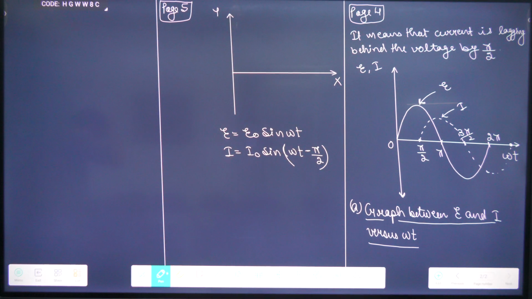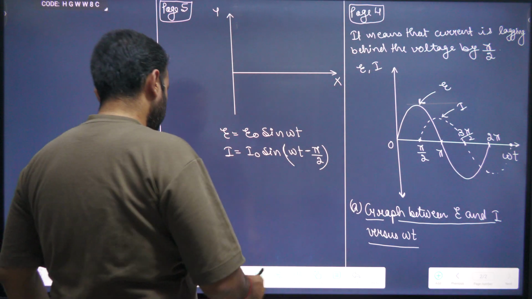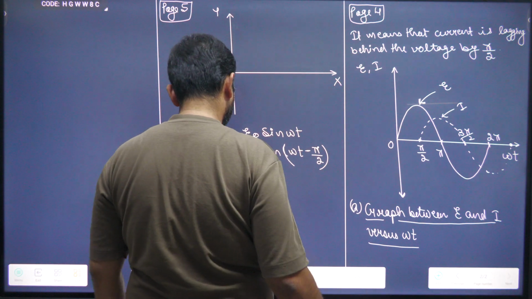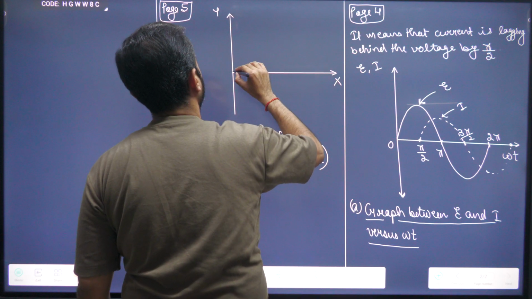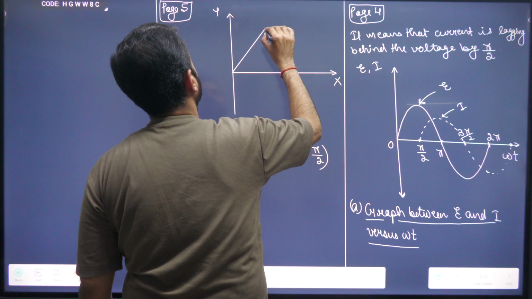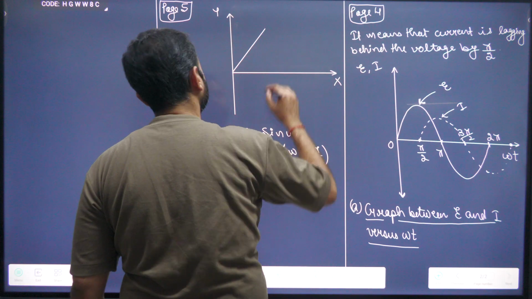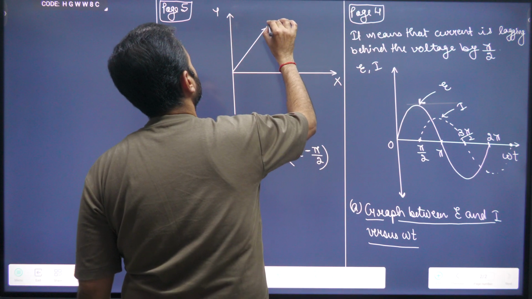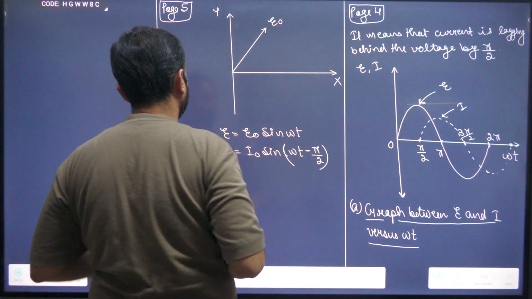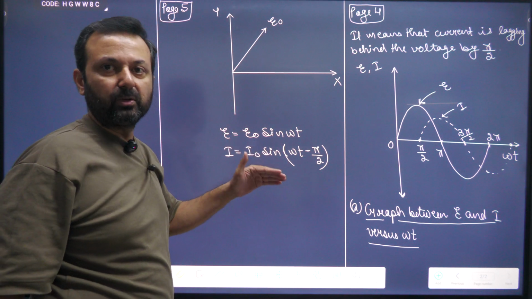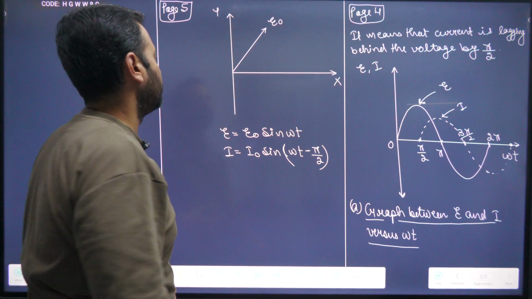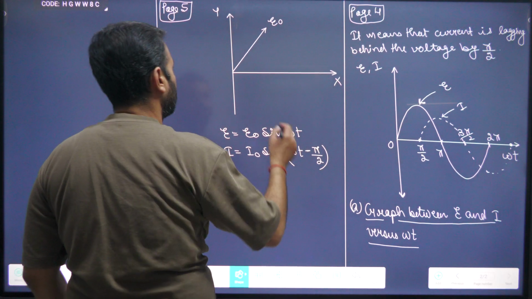Now, EMF is like this. We always draw EMF in the first quadrant by a straight line. So EMF is like this. The maximum value of EMF is E naught, and current is 90 degrees, pi by 2, behind the EMF. So current will be like this.